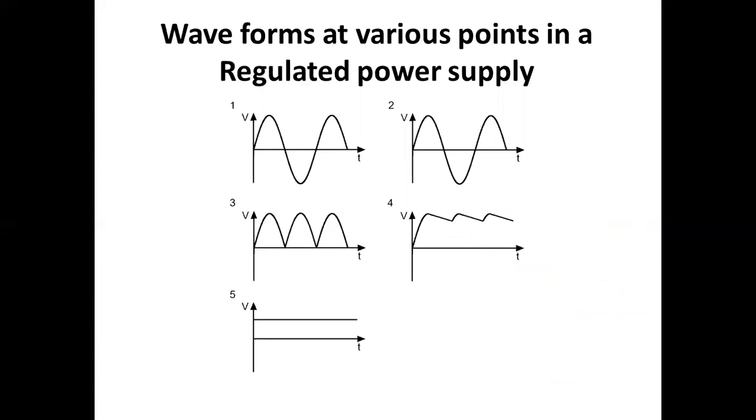Here, if you observe the waveforms at various points in a regulated power supply, we have the sinusoidal supply, which is the sinusoidal input. After that we get the rectified output, and after the filter, the output is nothing but the DC output.